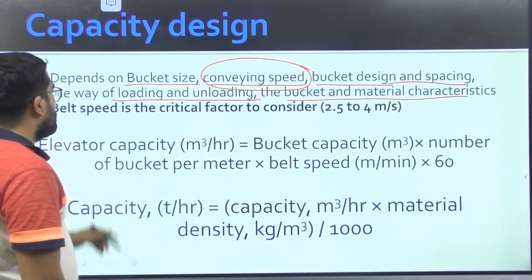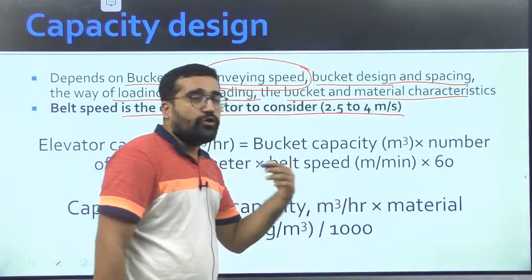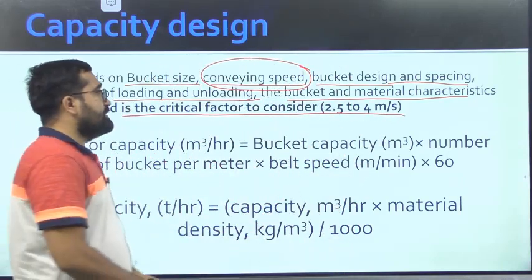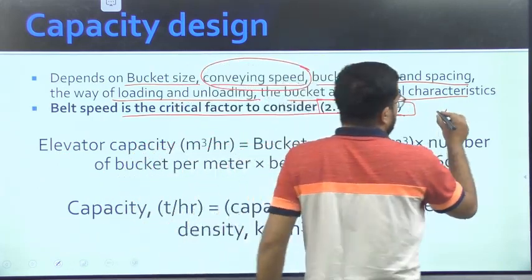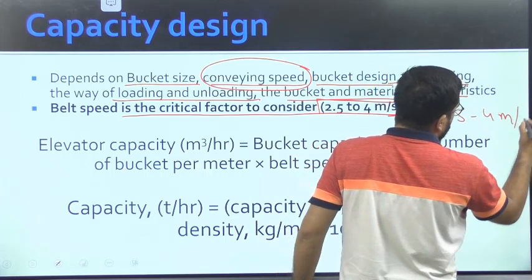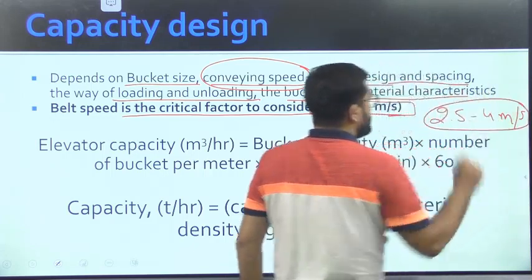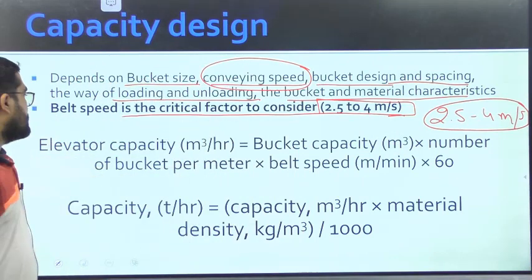Okay, so the belt speed critical factor is considered to be 2.5 to 4 meters per second. So belt speed is important. Whenever we are designing a bucket elevator, the belt speed should be 2.5 to 4 meters per second for better efficiency. So we try to maintain the belt speed in that range.